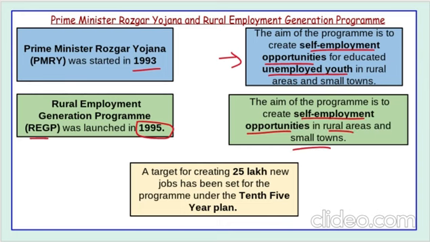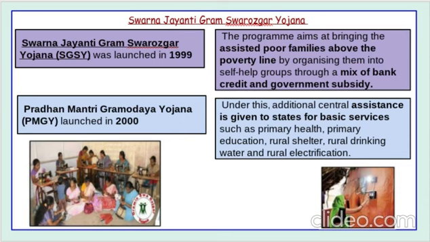But this was not specifically for unemployed youth, it was for everyone. Now, a target of creating 25 lakh new jobs has been set for the program under the 10th 5-year plan. Under this, it has been said that there will be 25 lakh new job opportunities under this program.